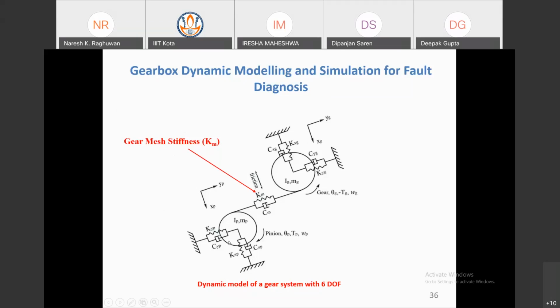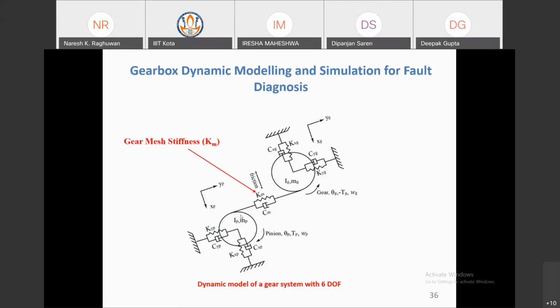And KXP, KYP, these are the bearing stiffnesses. Because this gear has one shaft, and the other gear has one shaft. This shaft rests on some bearing housing. So these are the reactions at the bearing housing, KXP and KYP, in both directions, horizontal and vertical. So these are the two reactions according to the stiffness of this structure.